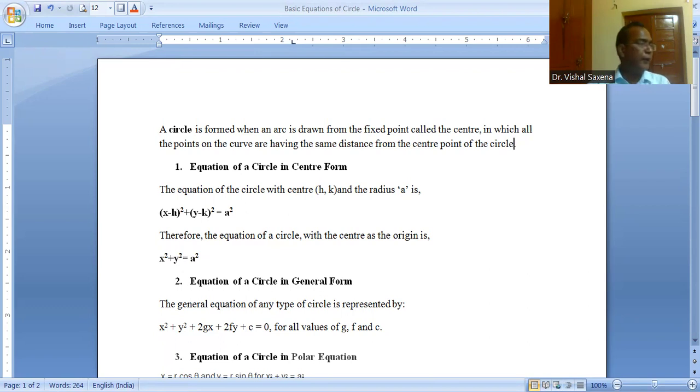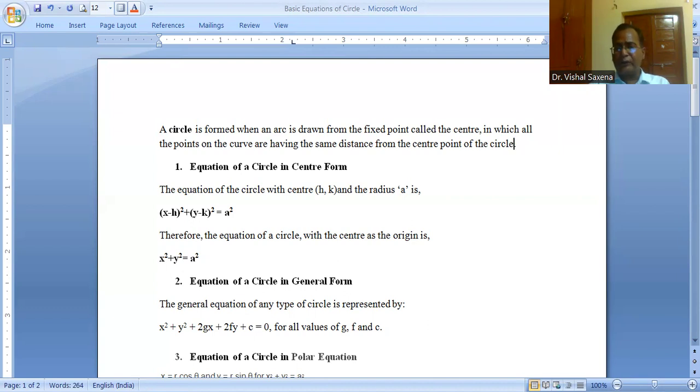And a circle can be given in different equations and different ways, and their names are different. So the first equation for the circle is the equation of circle in the center form, also known as the central form of circle's equation. The central equation is given by x minus h whole square plus y minus k whole square equal to a square. Here the center of the circle is h comma k, and the radius of the circle is small a.